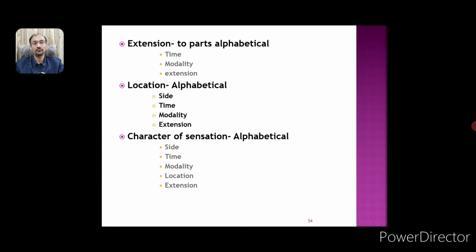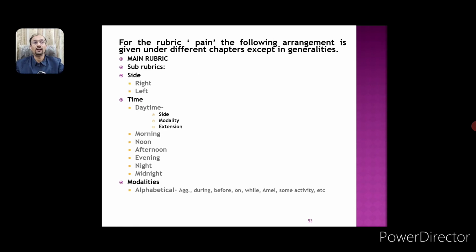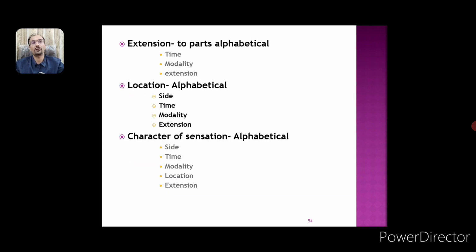Whenever we have a rubric of pain, the characters of pain are there. So we will have site, time, modality, location and extension. This is how, in short, we can see the highly extensive arrangement of general to particulars. Every rubric starts with a general rubric, and see how particularly Dr. Kent has arranged those symptoms in detail with site, time, modality and extension.